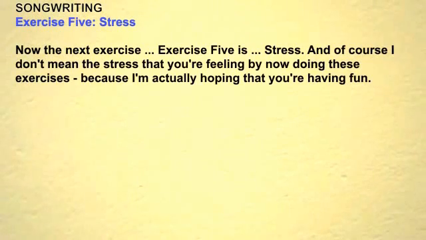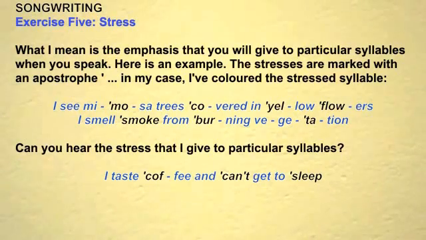Now the next exercise, exercise 5, is stress. And of course I don't mean the stress you're feeling by now doing these exercises, because I'm actually hoping that you're having fun. What I mean is the emphasis that you will give to particular syllables when you speak. Here is an example. The stresses are marked with an apostrophe. In my case, I've coloured the stressed syllable.